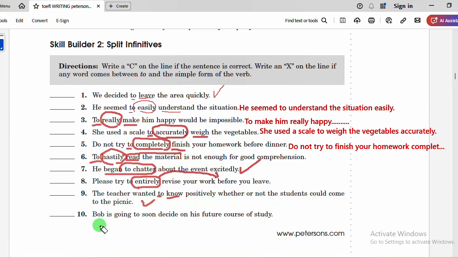The last sentence, sentence number 10, Bob is going to soon decide on his future course of study. Here I have the word soon. The adverb soon here is inserted between to and its infinitive decide. So this sentence has a split infinitive. So we need to move it away. So we can say Bob is going to decide on his future course of study soon. Soon will be put at the end of the sentence, or you move the word soon ahead in the beginning of the sentence, saying soon Bob is going to decide on his future course of study.